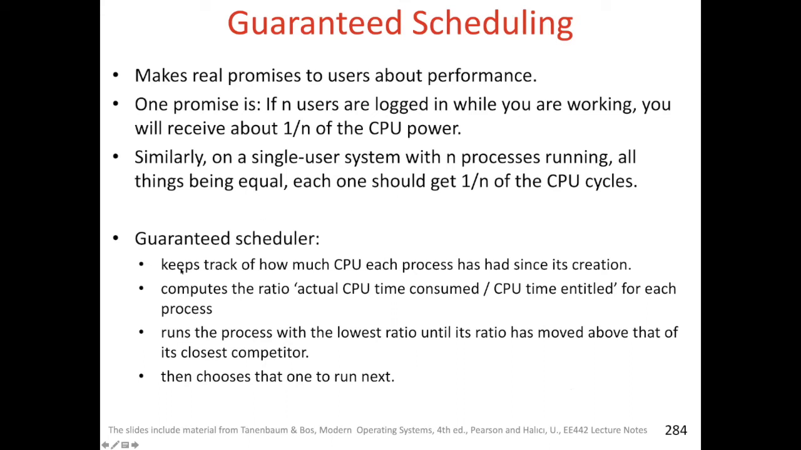Guaranteed scheduler keeps track of how much CPU each process has had since its creation, computes the ratio of actual CPU time consumed divided by CPU time entitled for each process, runs the process with the lowest ratio until its ratio has moved above that of its closest competitor, then chooses that one to run next.